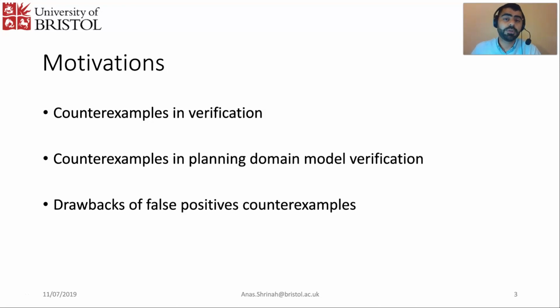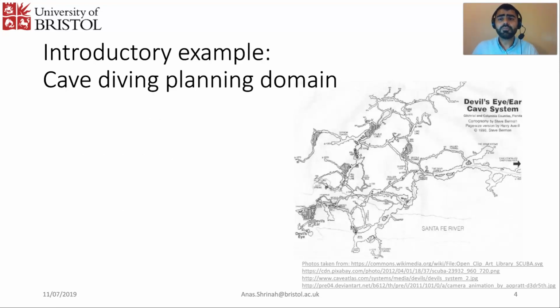Therefore, we consider these counterexamples to be invalid planning counterexamples or false positives, because though they might be returned by an unconstrained verification method, they would never be returned by a planner for the given planning goal. The drawback of having these false positives is they might misguide the designers to unnecessarily over-restrict their domains, therefore potentially blocking desirable behaviors. To further explain the concept of invalid planning counterexamples, we use the cave diving planning domain from the IPC, the International Planning Competition.